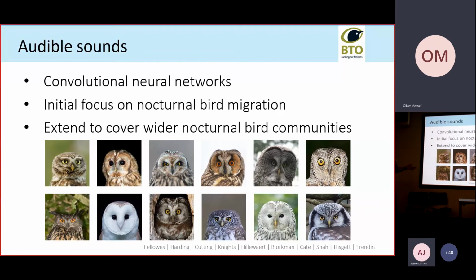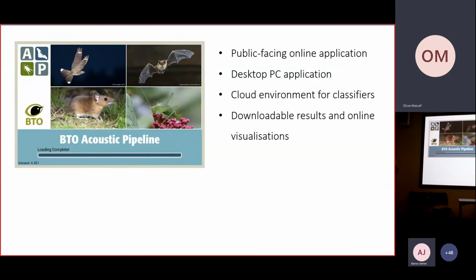So these are focuses for quite a few rewilding projects and restoration projects. So I'm working on a classifier for the European owls and nightjars at the moment. But to get all of that off my computer and off Stu's computer, we need to deploy it, and that's what we've developed with what we call the BTO Acoustic Pipeline.